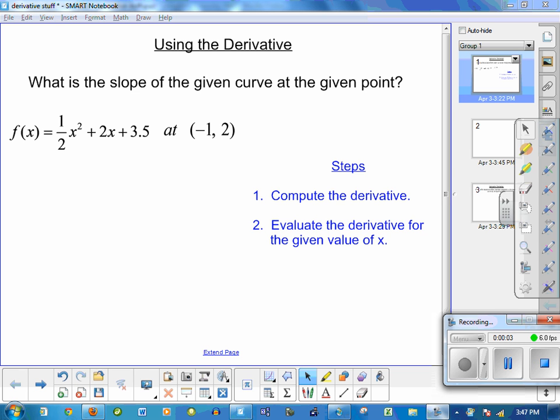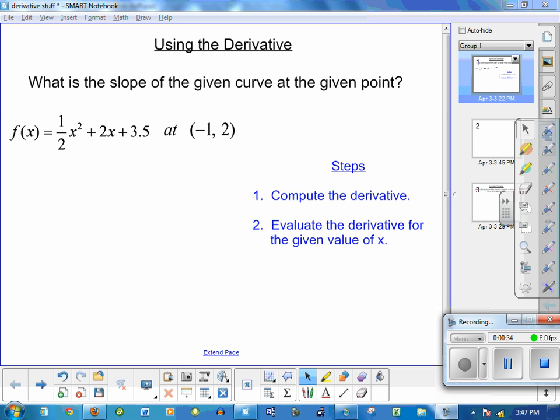Okay, we're going to put the derivative to work in this problem. There's different uses that we have for the derivative. What we're asked to do here is examine the following. What is the slope of the given curve at the given point? This is an absolutely wonderful fit for the derivative because the derivative is the tool, the function that tells us the slope of a given curve at a given point. So this is really the right tool for this problem.